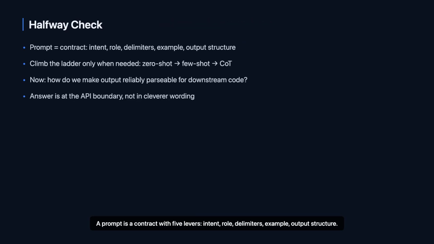Quick check-in. A prompt is a contract with 5 levers: intent, role, delimiters, example, output, structure. And there's a technique ladder you climb only as needed: zero shot, then few shot, then chain of thought. Now we come back to DataDino's actual bug. Even with disciplined wording, how do we guarantee the output is parsable every single time? The answer isn't cleverer wording, it's at the API boundary itself.